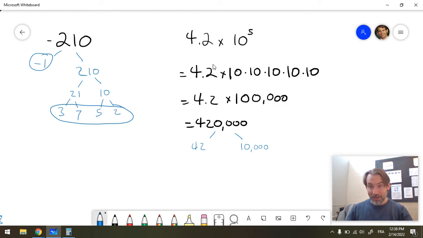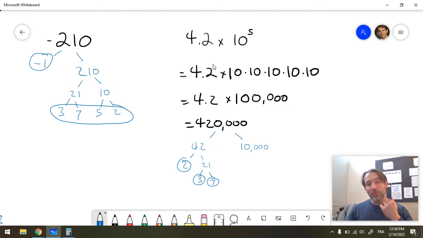42, well, that's divisible by 2, gives me 2 times 21. 21 is not divisible by 2, but it's divisible by 3 and 7. I'm just going to circle my primes, 2, 3, 7, and now I'm going to get this one apart.